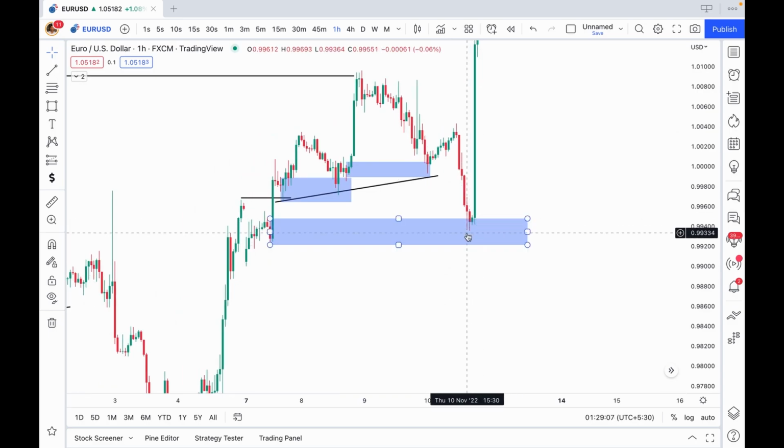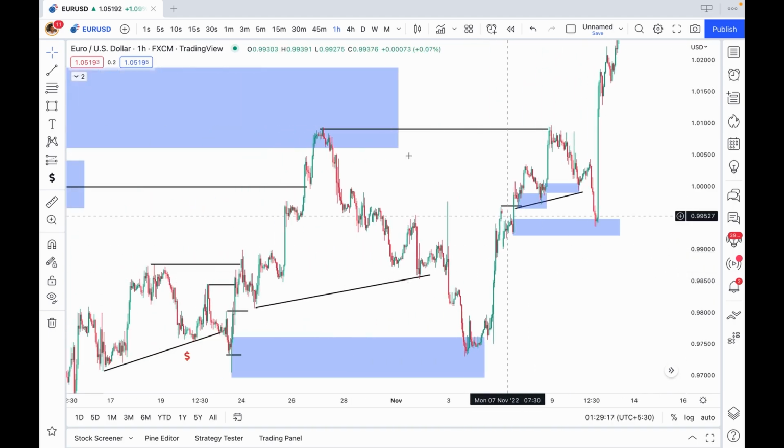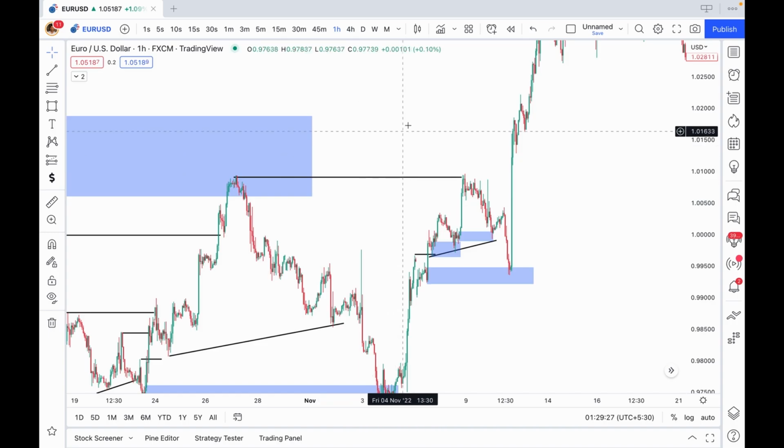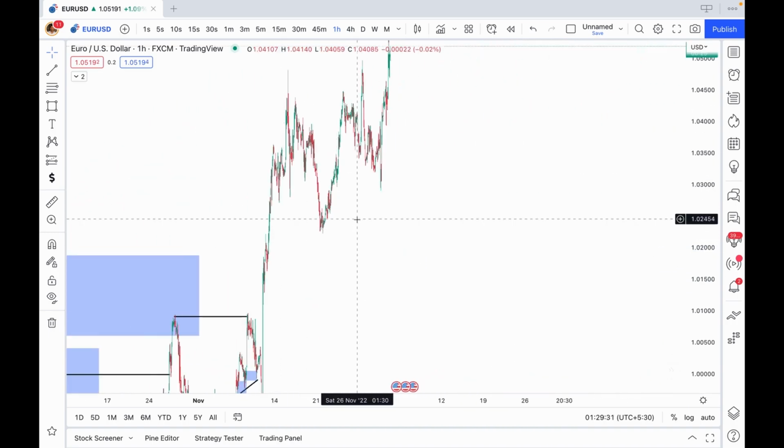I have already made another video on order blocks where I have shown what is premium discount pricing, how to enter, what is change of character and break of structure, everything. So you can watch that video later. So basically, when we are entering in the trade, we need to make sure there is some kind of liquidity. It can be single high-low liquidity or trendline liquidity or range liquidity. You will see other examples.